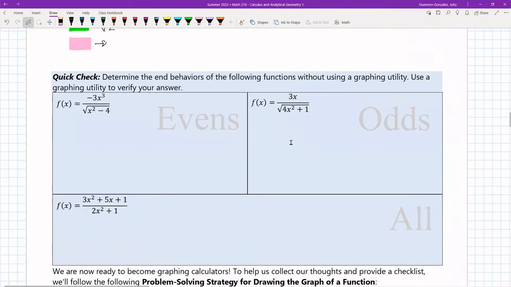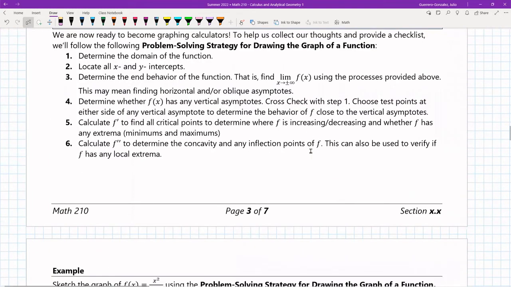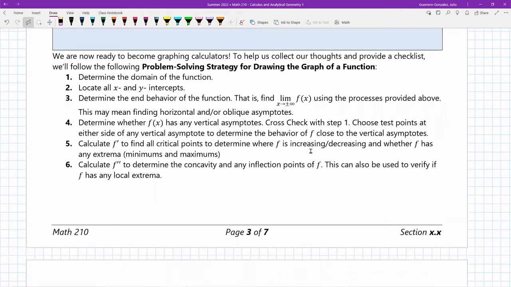The next thing that comes up is the quick check, so go ahead and try these out. We are now ready to start graphing stuff without using the graphing calculator. What we're doing is using all the calculus that we've learned up to here to find out how a graph behaves. All the stuff that we've learned up to this section gives us a pretty good game plan of how to do it.